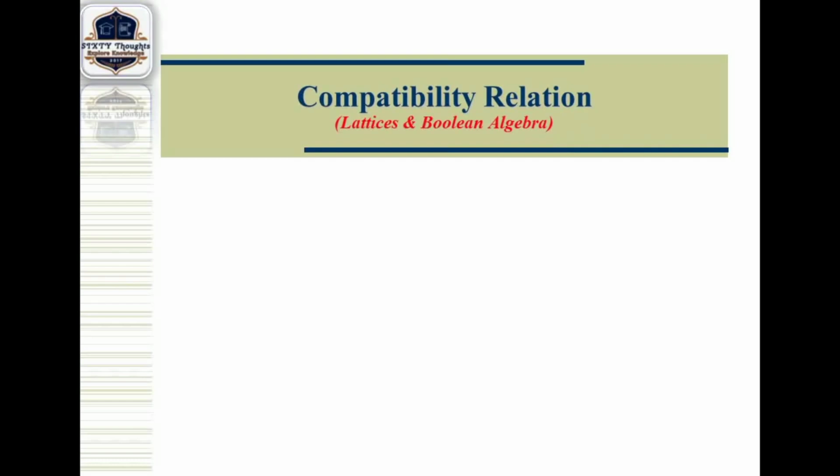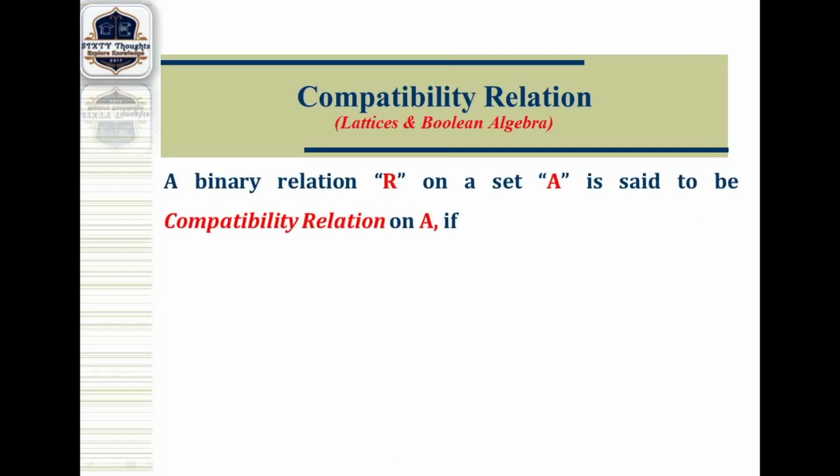Today we are going to talk about compatibility relation in lattices and Boolean algebra. So what is meant by compatibility relation? Let us consider a binary relation capital R on a given set capital A. It is said to be a compatibility relation on the given set if it satisfies two conditions.